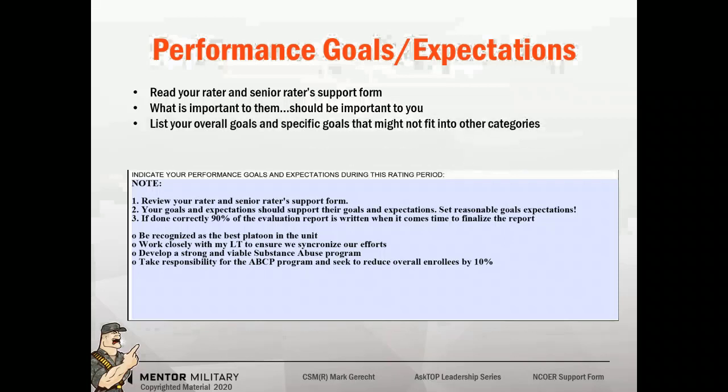List your overall goals and specific goals that might not fit into other categories. This could be an overflow area for additional performance objectives. And as you can see, I've put down: be recognized as the best platoon in the unit, work closely with my lieutenant to ensure we synchronize our efforts, develop a strong and viable substance abuse program, take responsibility for the weight control program, and seek to reduce overall enrollees by 10%.